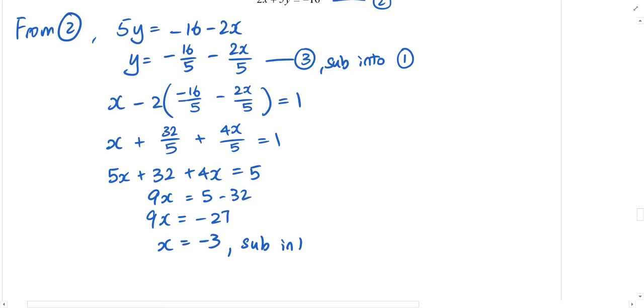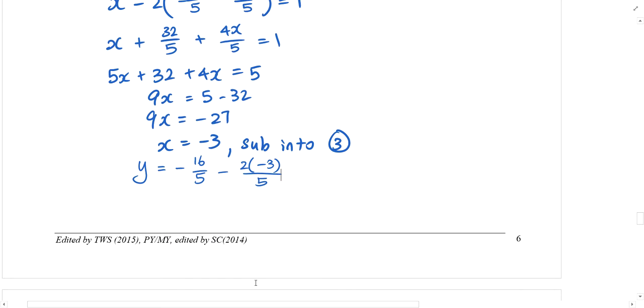Sub into which equation, 1, 2 or 3? 3, yes, because I already have y as the subject in equation 3. So I substitute it over there. y would therefore be equal to negative 16 over 5 minus 2 times negative 3 over 5, to give me negative 16 plus 6 over 5, which is negative 2. Do you have that? So my final answer is x equals negative 3, y equals negative 2.